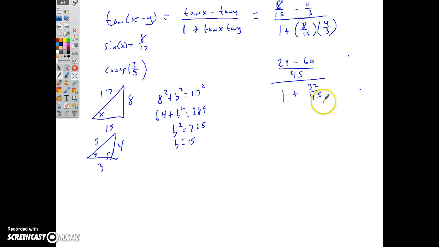Okay, good. All right, so now I'm going to add the bottom still. I haven't done that yet, so I'm going to work on the bottom a little bit. The top is going to be negative 36 over 45. And on the bottom, I'm going to have 45 plus 32 over 45, which is 77. I'm running out of room, so I'm going to push it up a little bit.